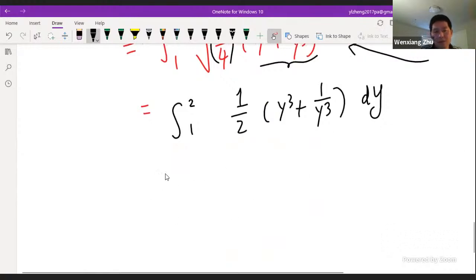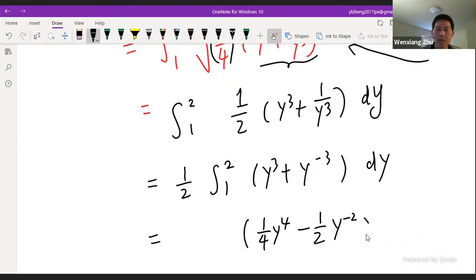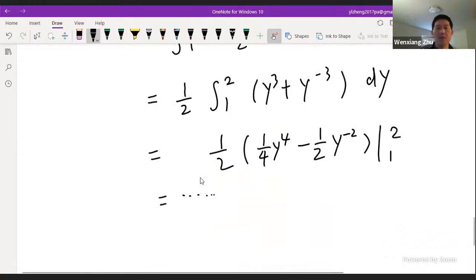Now, once you have this, the antiderivative is not that hard, because if you pull out the 2, this one is just y cubed plus y to the minus 3rd power. Antiderivative of this one is just a quarter y to the 4th. This one here, the new power is minus 2, so minus a half y to the negative 2. Antiderivative, you'll get that. And then evaluate this. Now I'm going to skip the last step, just plug in the numbers, right? So you will be done with this.